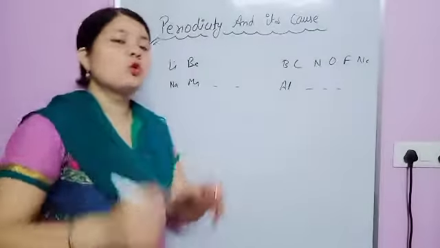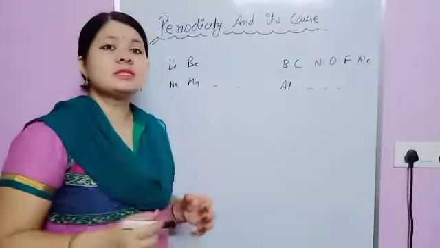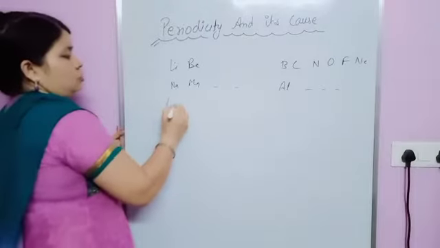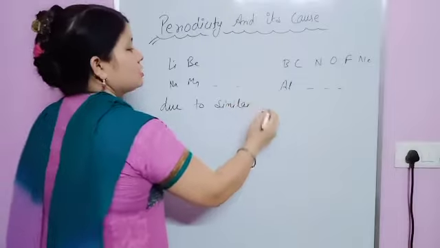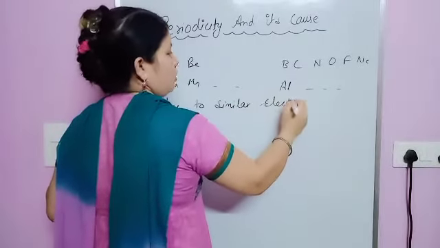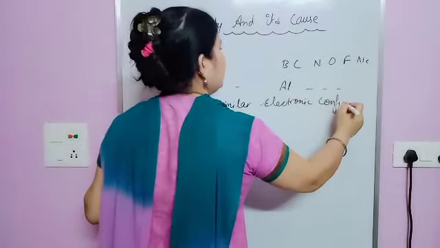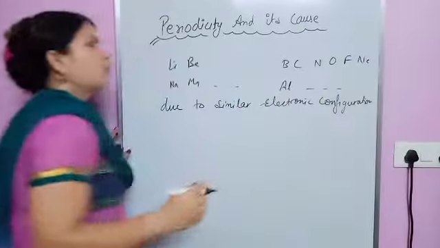Now what's the cause of periodicity? Cause is due to similar electronic configuration. That one is due to similar electronic configuration. That is the cause of periodicity.